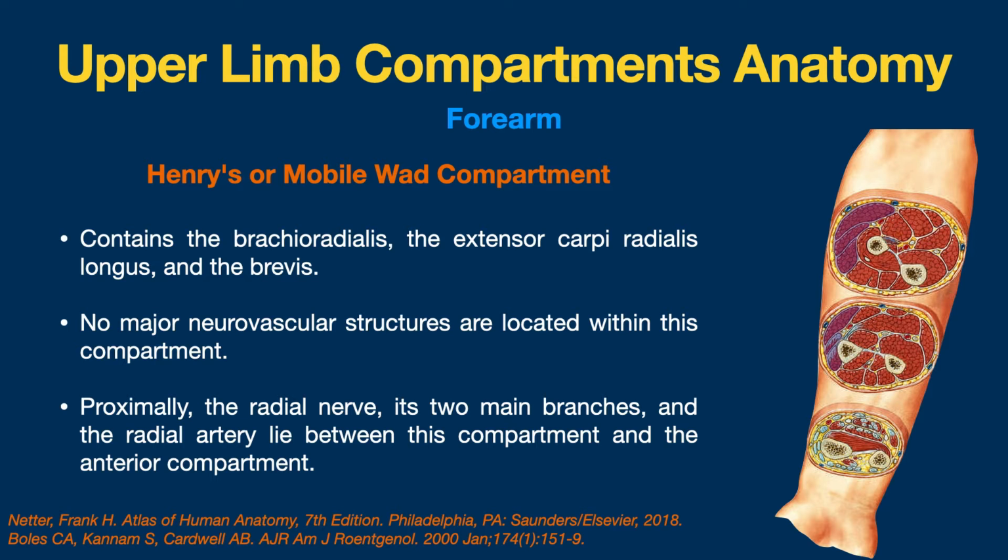Henry's or mobile wad compartment. It contains the brachioradialis, the extensor carpi radialis longus, and the brevis. No major neurovascular structures are located within this compartment. Proximally, the radial nerve, its two main branches, and the radial artery lie between this compartment and the anterior compartment.